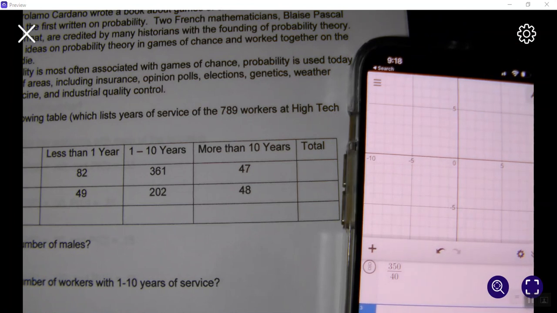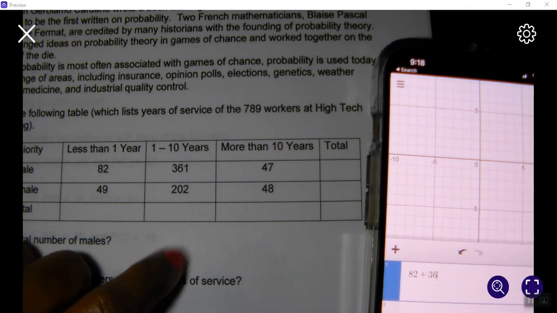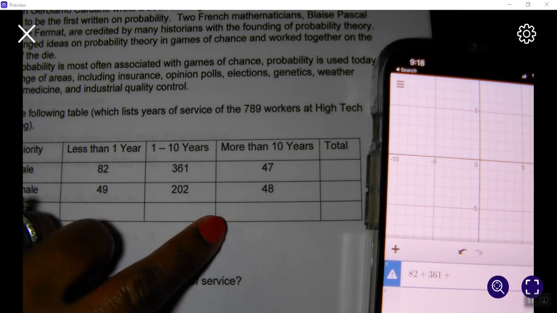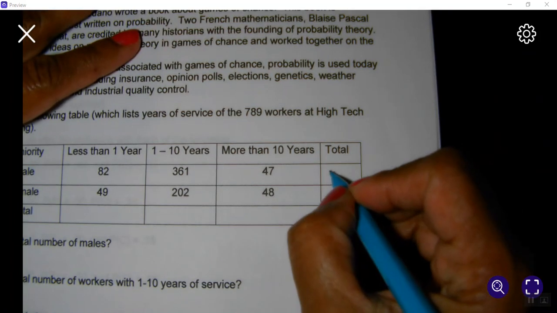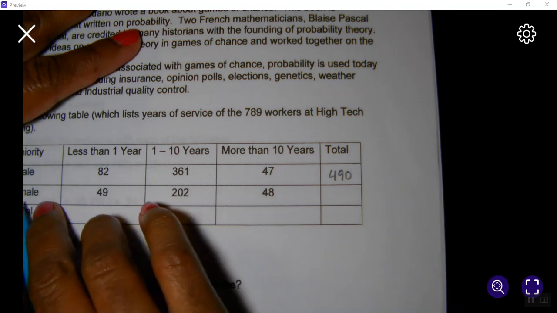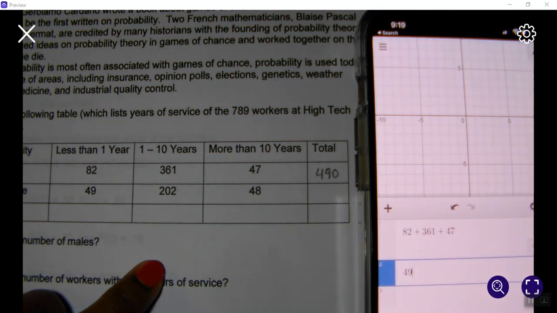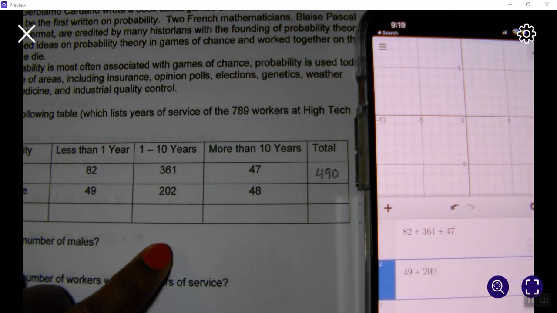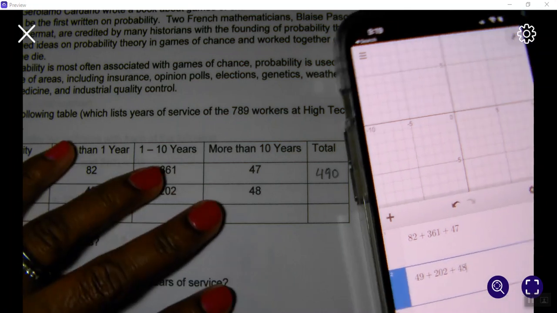Just gonna use it on my phone here. So I'm just gonna calculate all this. So you have here 82 plus 361 plus 47. So that came out to 490 total men here, male. What about the females? Let's see, 49 plus 202 plus 48 is equal to 299.